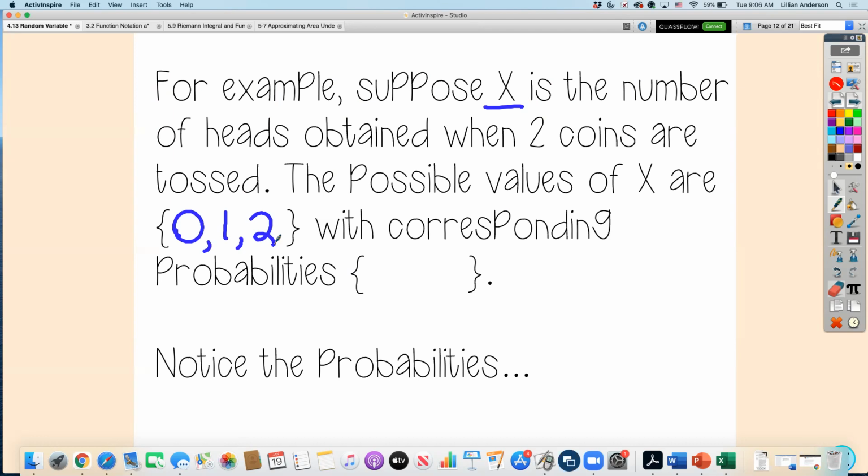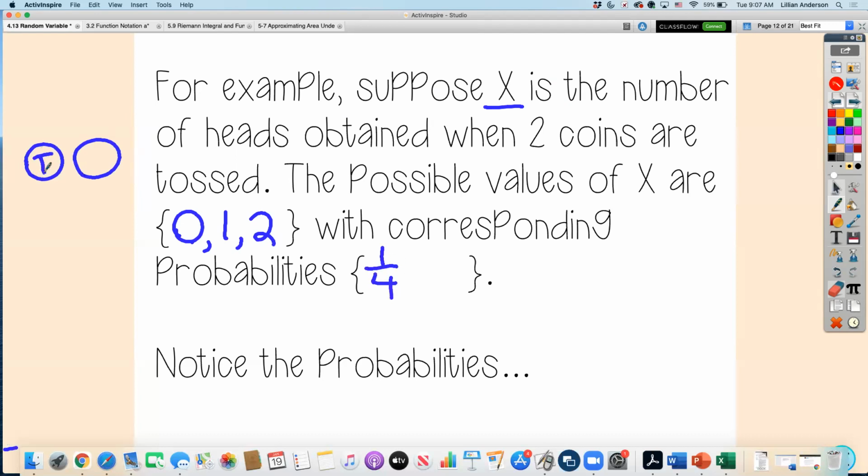Because I can flip both coins and they both land on tails. So that means no heads. Or I can flip both coins, one of them's heads, one of them's tails. Or I can flip both coins and they both be heads. If that is the case, then the corresponding probabilities would be what? What's the probability that I will have 0 heads if I flip 2 coins? Not 1/3. Not 0 out of 4, because if you're saying 0 out of 4, you're basically saying that it can never occur, but it can occur. So 1/4.